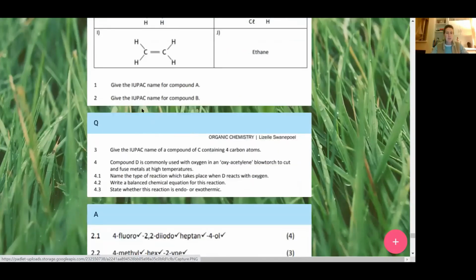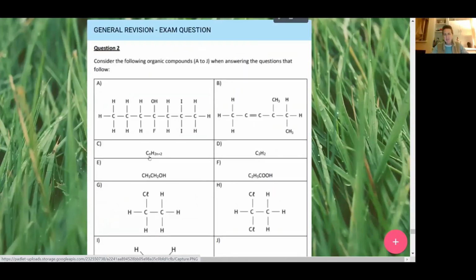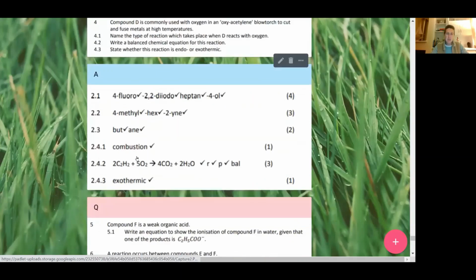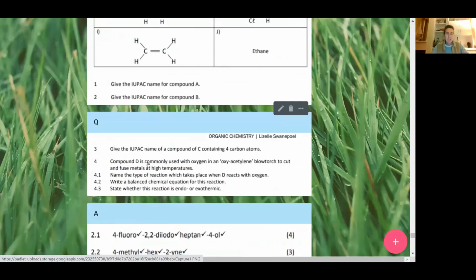And of course, if we have to give the IUPAC name for C, well, if they specify 4 carbons is found in that compound, of course, that would be butane, because it is the homologous series for an alkane with 4 carbons, butane. The question then asks, compound D is commonly used with oxygen in blowtorches to fuse metals at high temperatures. Name the type of reaction. Of course, any organic compound reacting with oxygen is combustion. So that's combustion.